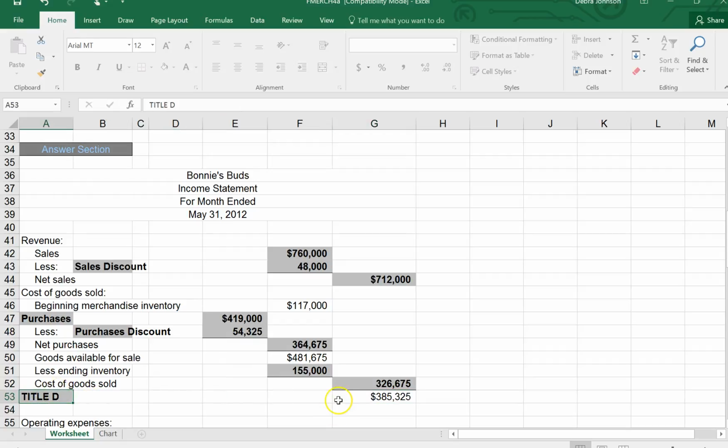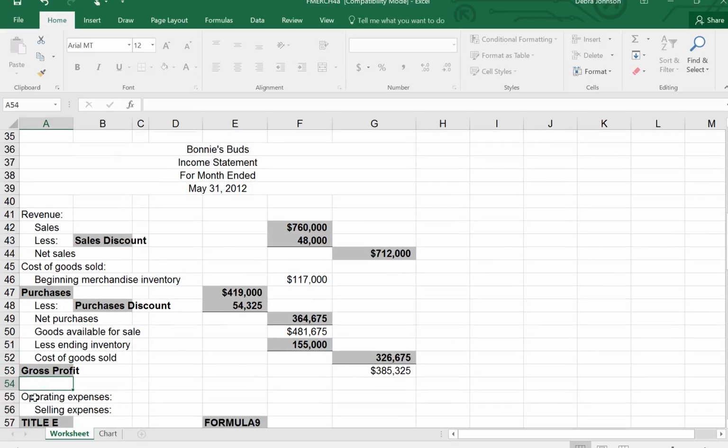Take a look at what this is calculating. It looks like it's the difference between the net sales and the cost of goods sold. Can you remember what we call that? And the difference between the two is called gross profit. That's not an account name, so you cannot reference it to the data section. It is a title of a computation. So we're going to type in the word gross profit.